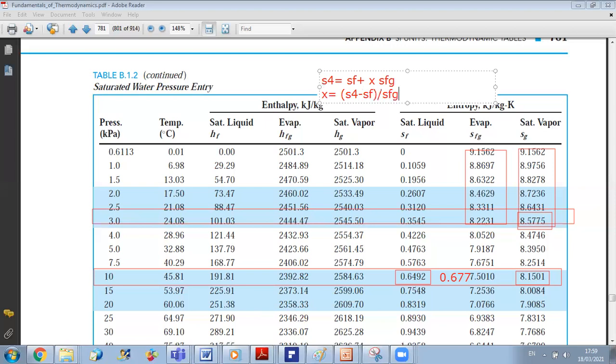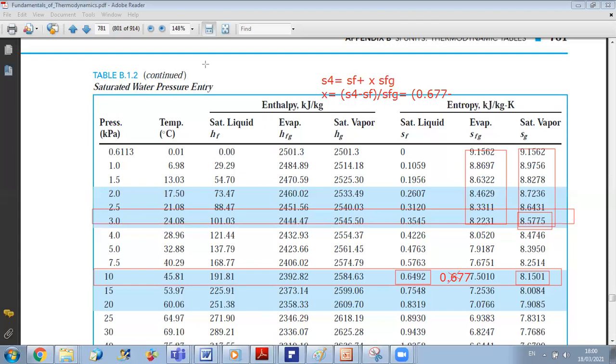So now I will replace the numbers that I have. S4 is 0.677. SF is 0.6492. I think the value we have found together is 6.77, not 0.677. Yes, it's 6.77. Yes, let me fix it.